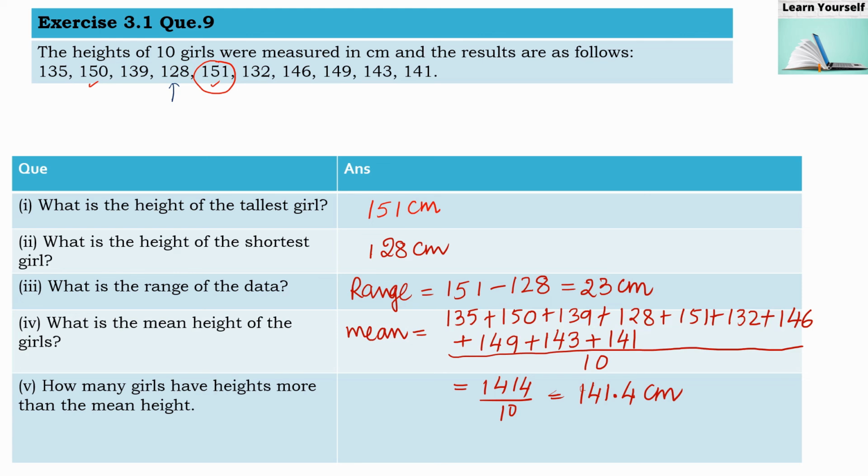Now the last question is, how many girls have heights more than the mean height? Mean height is 141.4 and we are going to find out which girls have more height than this mean height. So yes, this is smaller, this one is bigger, this is smaller, this is also smaller, this is bigger, then this is bigger, this is bigger, this is also bigger, and this is smaller by 0.4. So 4 girls have more height compared to this mean height.